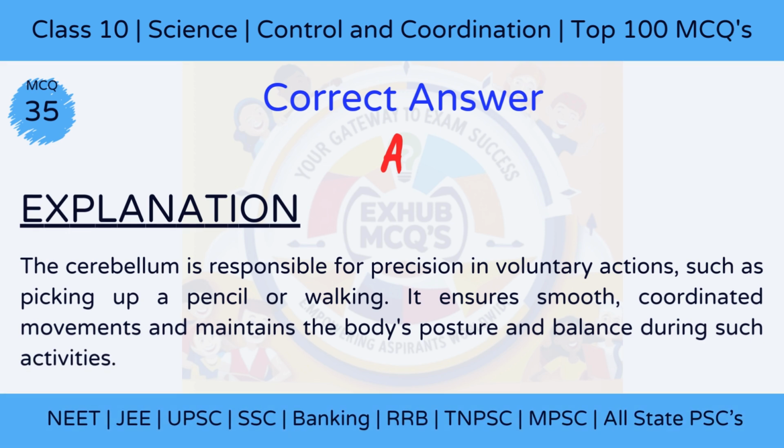The correct answer is option A, cerebellum. Explanation. The cerebellum is responsible for precision in voluntary actions, such as picking up a pencil or walking. It ensures smooth, coordinated movements and maintains the body's posture and balance during such activities.